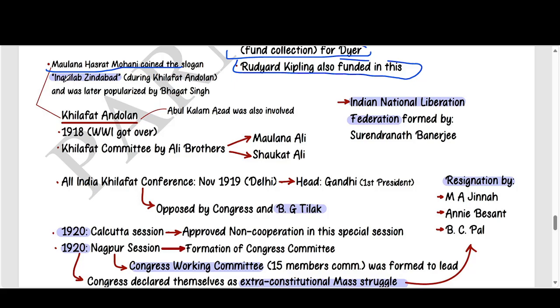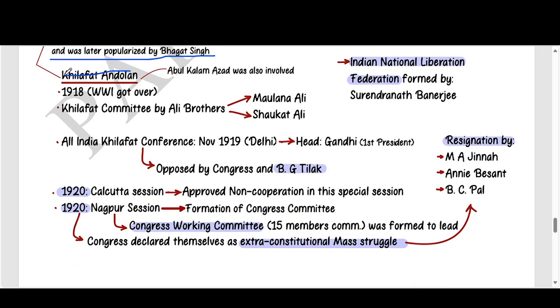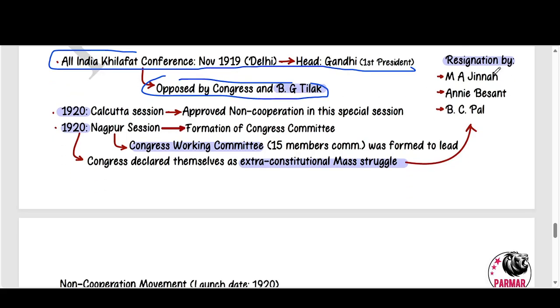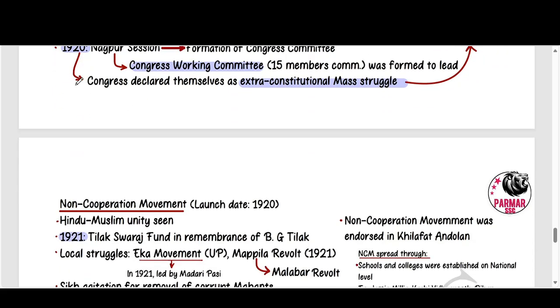Maulana Hasrat Mohani coined the slogan Inquilab Zindabad during the Khilafat Andolan, and it was later popularized by Bhagat Singh. Abul Kalam Azad was also involved in the Khilafat Andolan. After World War One, the Khilafat movement was started by the Ali brothers, Maulana Mohammad Ali and Shaukat Ali. The Indian National Liberal Federation was formed by Surendranath Banerjee. At the All India Khilafat Conference on 23 November in Delhi, Gandhi was the first president. He was opposed by Annie Besant and Bal Gangadhar Tilak. Resignations followed from M.A. Jinnah and B.C. Pal.